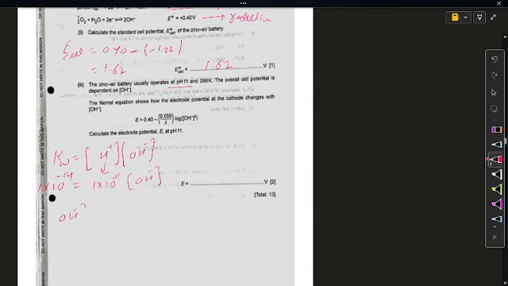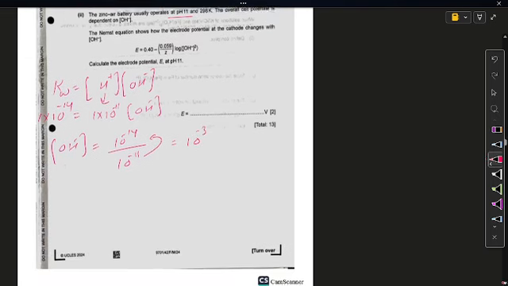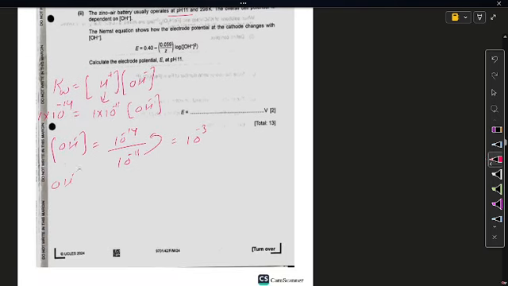So the OH negative concentration can be written as 10 raised to the power negative 14 over 10 raised to the power negative 11. That is shifted as a numerator and becomes 10 raised to the power negative 3. So the OH negative ion concentration is 10 raised to the power negative 3. Now you need to put everything into that equation, and that will give you the final answer.